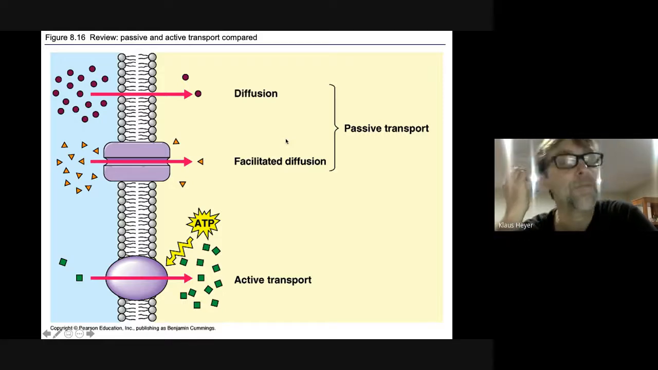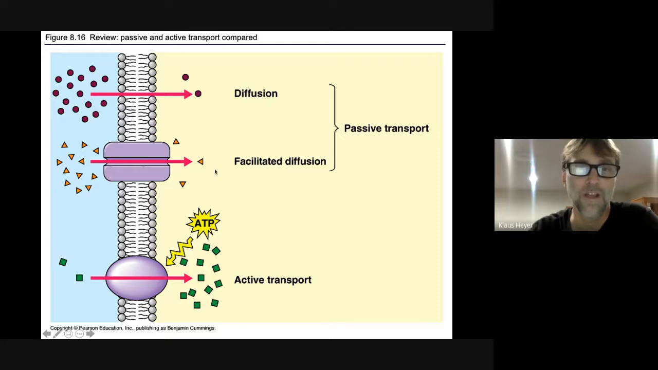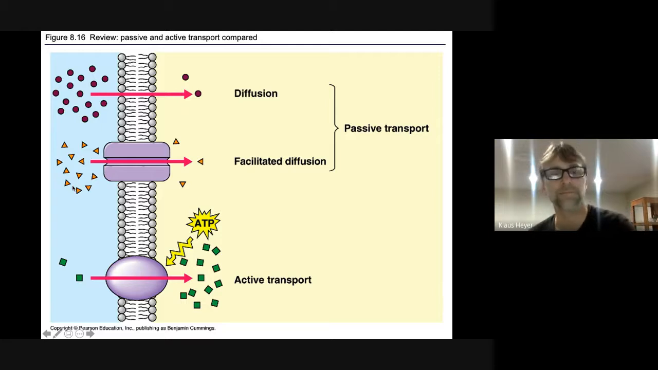All right, so that's passive transport. You have passive transport, diffusion, or facilitated diffusion. It's both diffusion. It's both going to move from higher concentration to lower concentration. These orange triangles are going to keep moving through until you get about, I don't know, 6 on each side, whenever they're equal.